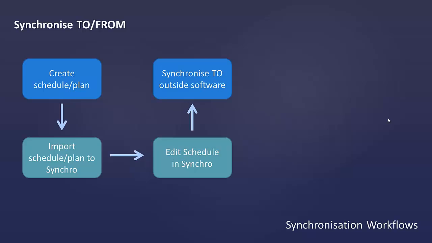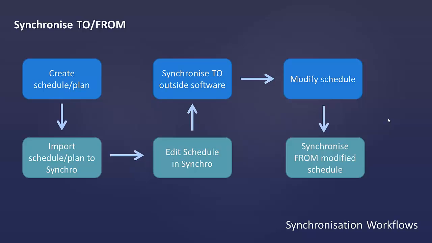So any changes you made in Synchro, you'll send. And so now, again, they're both the same. Your outside program is matching what's in Synchro. You may then also make changes in that outside program. So this gives you the option to make changes in both. And then you would synchronize from to get that data back into Synchro.